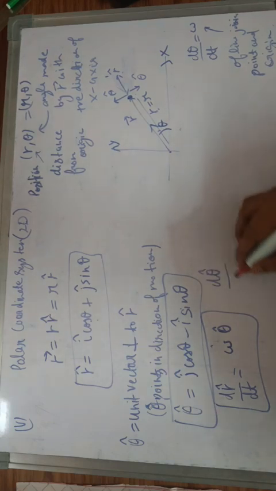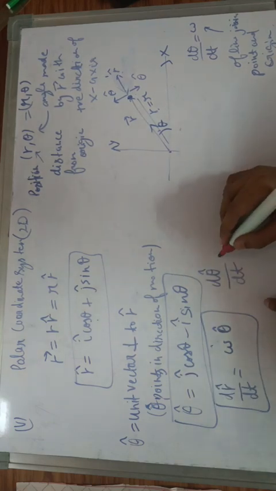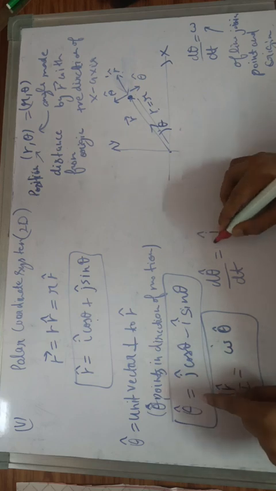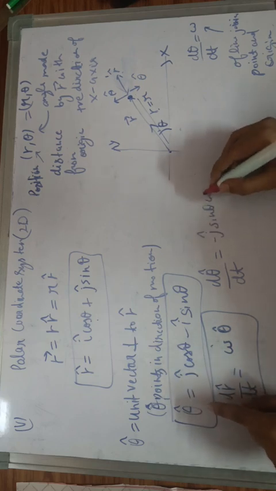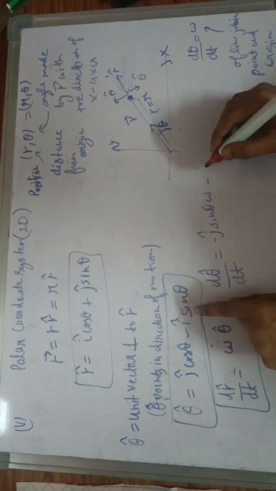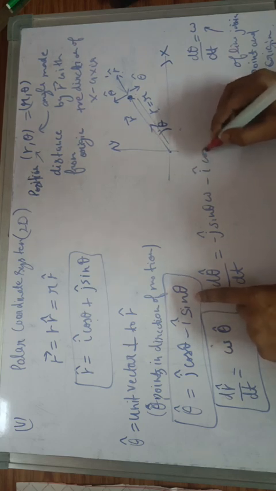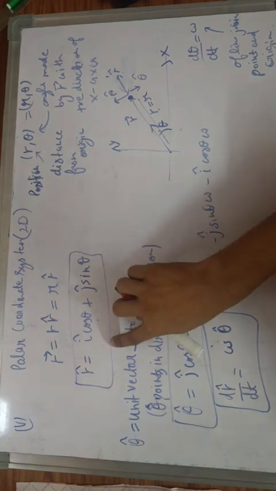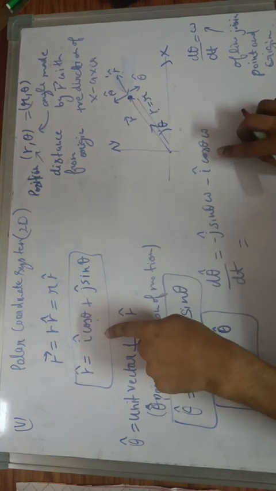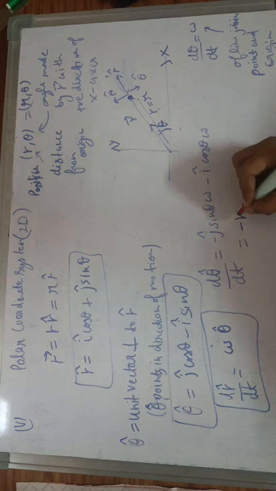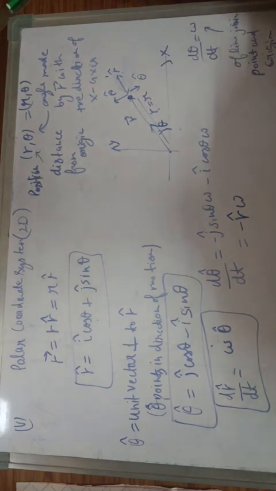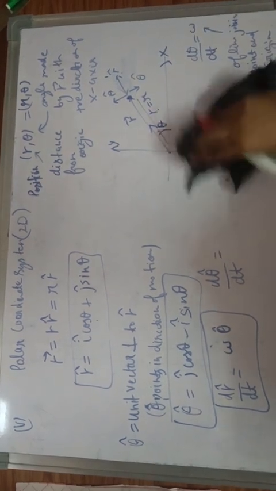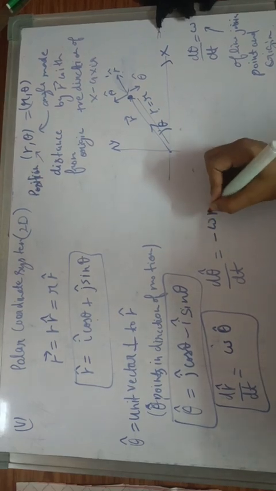d theta k by dt, differentiating it, we will get j k minus sin theta omega minus i cos theta omega, that is equal to, taking omega common, negative of (i cos theta plus j sin theta), negative of r cap. So we can write this simply as minus omega r cap.